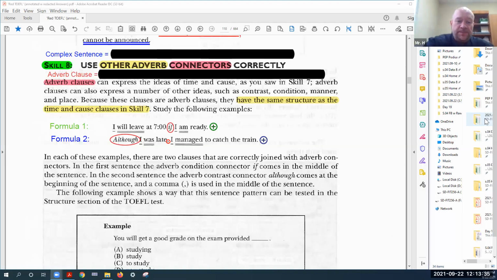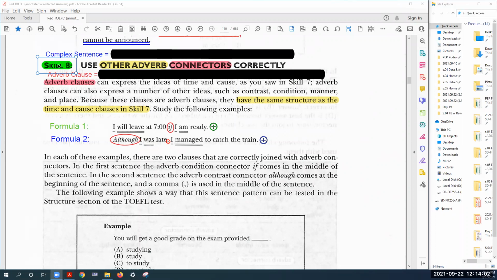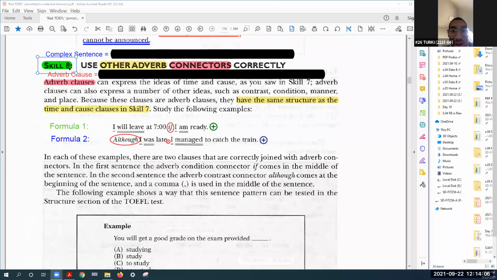All right, gentlemen. What skill do you see? Osama, can you talk? Hello, I have got a connection. Okay, can you read it now? No? Turkey, how about you? Can you read? Yes, I read it. Which skill is it?